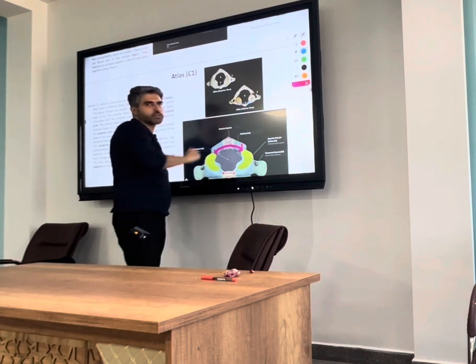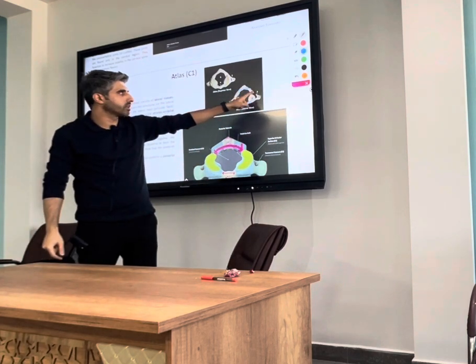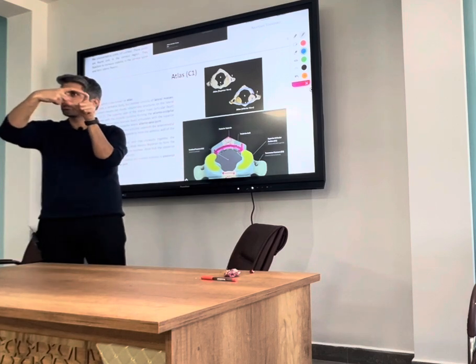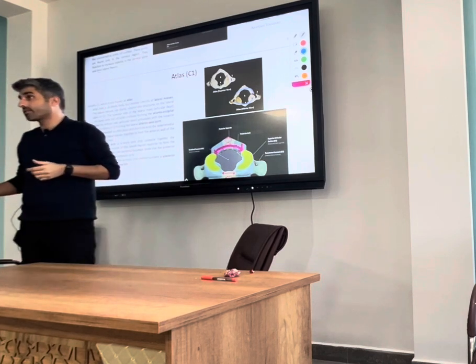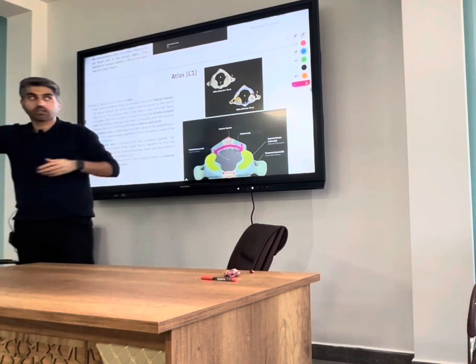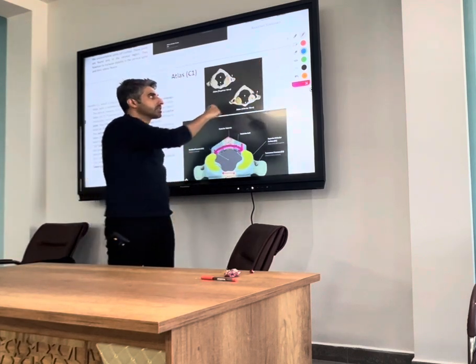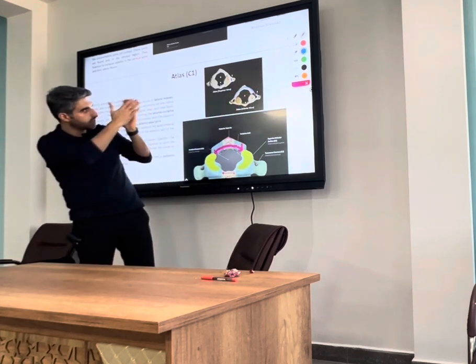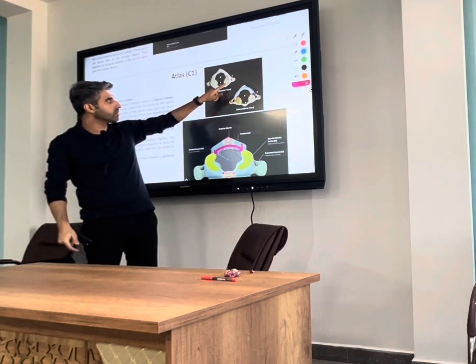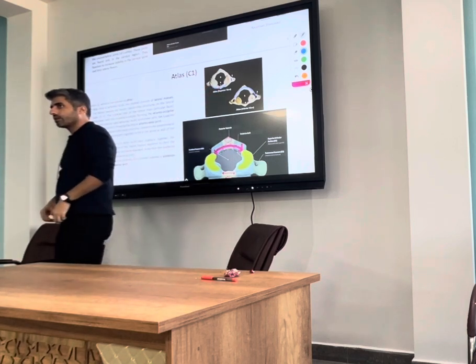Anterior arch and posterior arch. Just two arches. The posterior arch is bigger. Look at here. This is posterior, because I can see it's bigger. The anterior arch is smaller, okay?